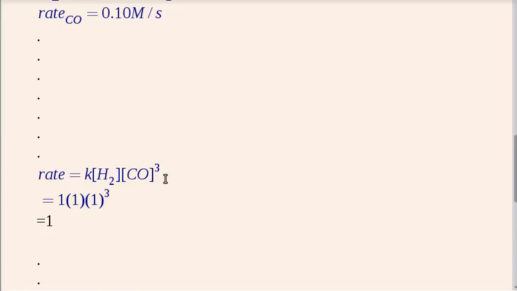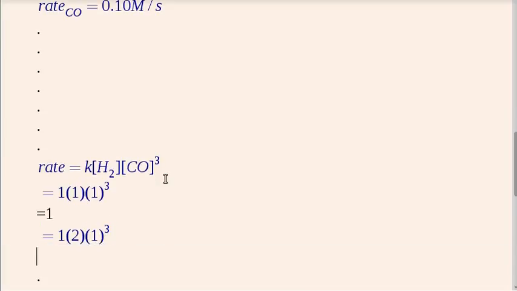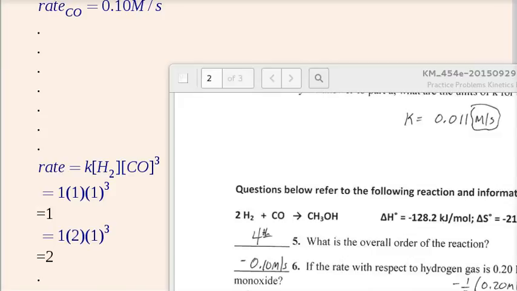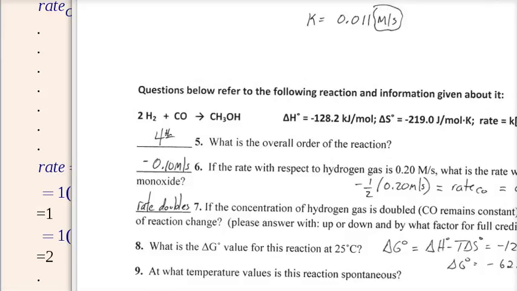So now when you double the H2, the K didn't change, my imaginary K. The H2 did change, so now it's 2 because it's doubled, and the CO didn't change. So you get 2. Hey, it doubled, which is what the answer is.